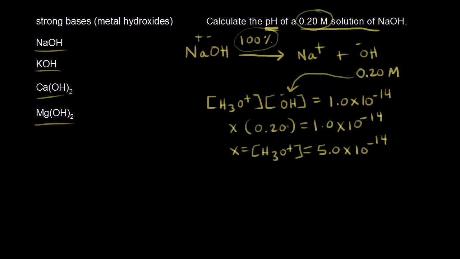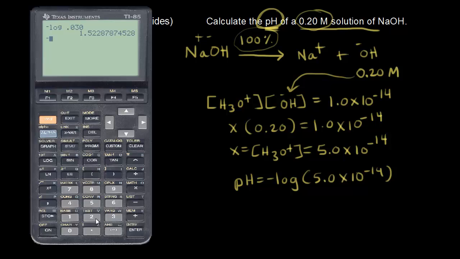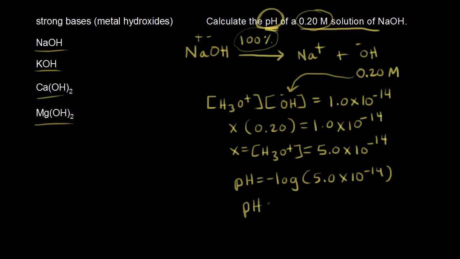So now that we have the concentration of hydronium ions, we can now calculate the pH of our solution, because pH is equal to negative log of the concentration of hydronium. So we can do this on our calculator here. So let's get out the calculator to find the pH. So the pH is equal to the negative log of 5.0 times 10 to the negative 14. And so we get a pH of 13.30. So let's go ahead and write that down here. pH is equal to 13.30.